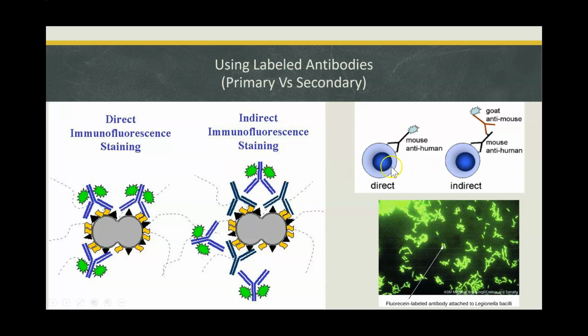This last image on the right illustrates this idea again. If you only need one conjugated monoclonal to detect in your experiment, you have a direct test. If you need two antibodies with the secondary antibody detecting the binding of the first antibody, then you have an indirect testing situation. And finally, this last image of green glowing bacteria is shown detected with a fluorescently tagged antibody.